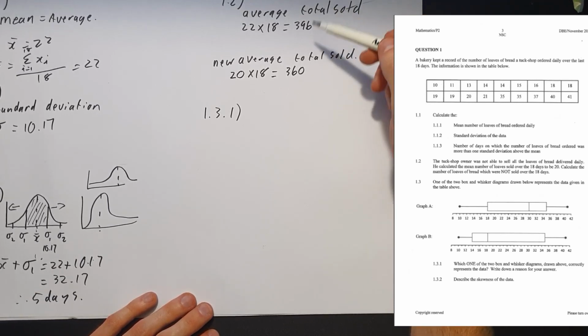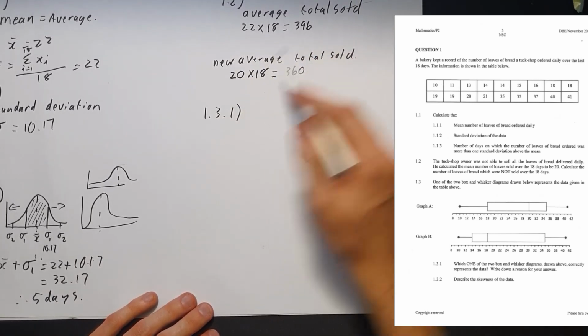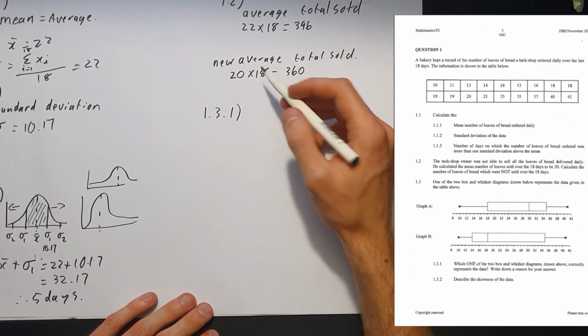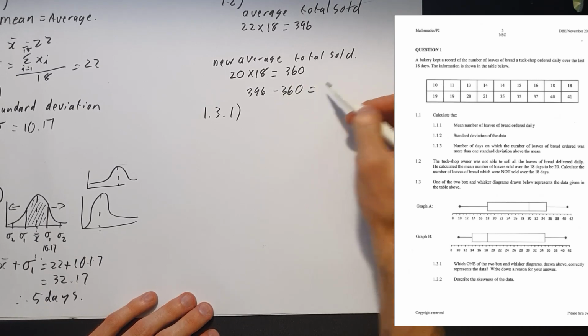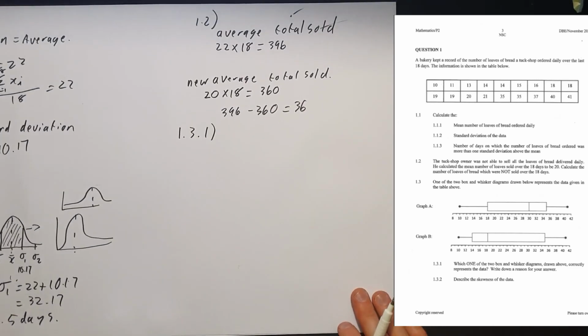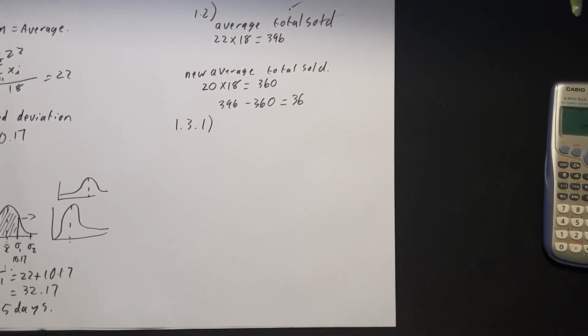So now, if we want to calculate how many loaves he did not sell, we take what we've just calculated, the new average, okay, what he actually sold, minus it from the amount that he bought. Okay, so 396 minus 360 gives you a total of 36 loaves of bread that were not sold during the 18-day period. Okay, now let's have a look at 1.3.